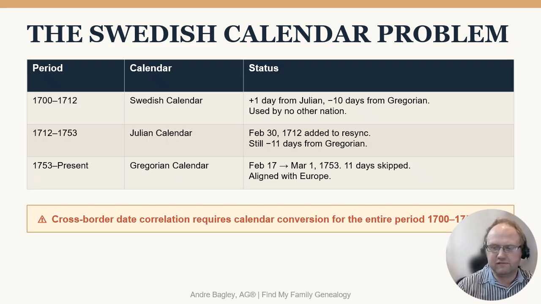Eventually Sweden did finally adopt the Gregorian calendar properly in 1754, right around the time that England did so. They did it likewise by skipping 11 days, from February 17th, and that day was immediately followed by March the 1st. So what does that mean? Any Swedish record dated between March the 1st, 1700 and February 30th, 1712 is on this very unique Swedish calendar, and any record before 1753 is on the Julian calendar, 10 to 11 days behind dates in countries that already adopted the Gregorian system. So if you're trying to correlate a Danish, German, or English record from this period, you've got to account for that on your calendar, or you're going to mismatch things.